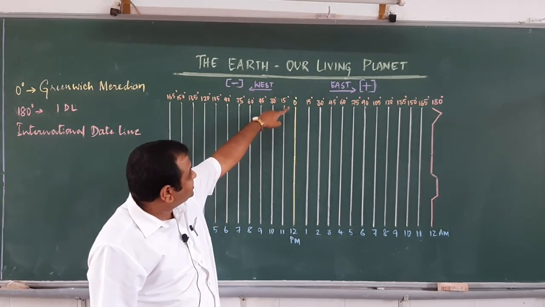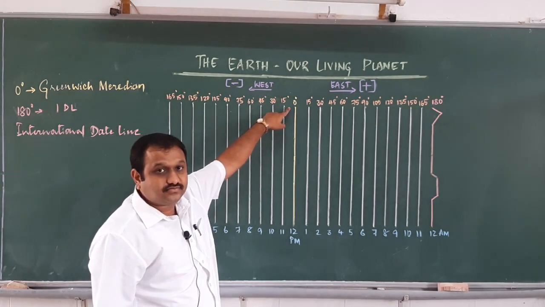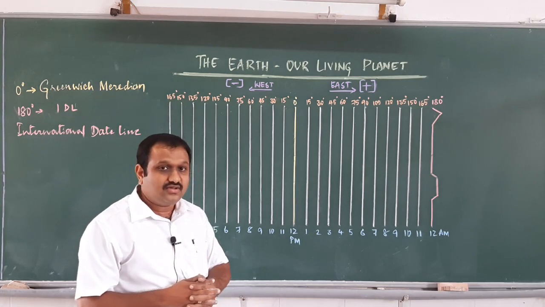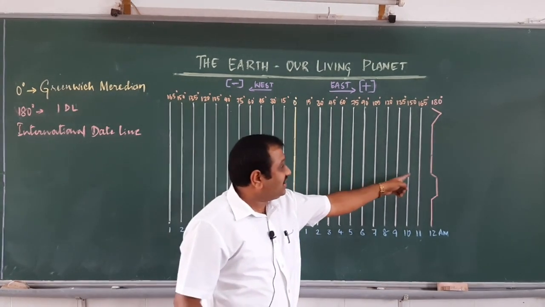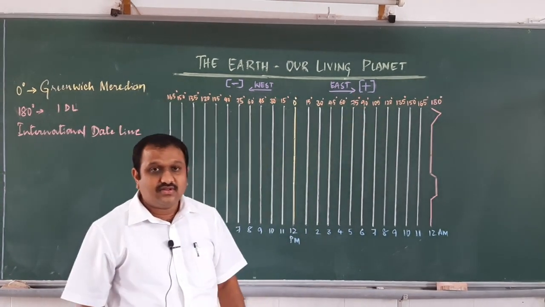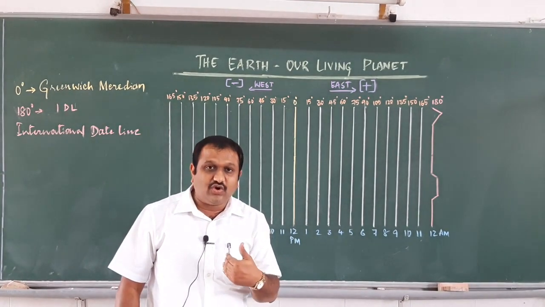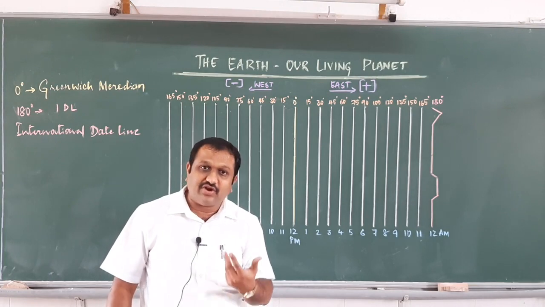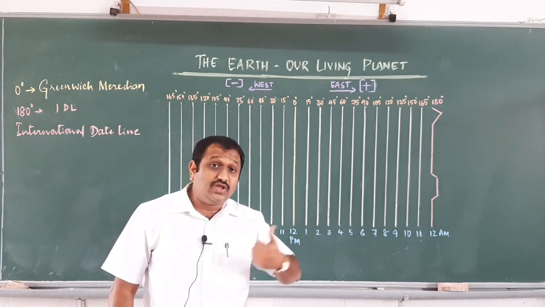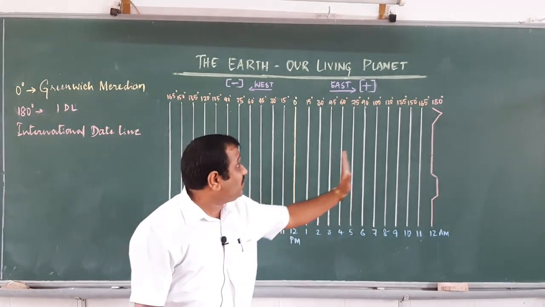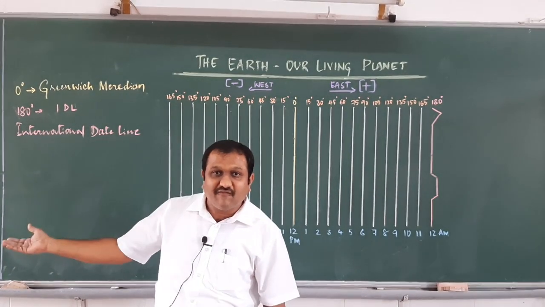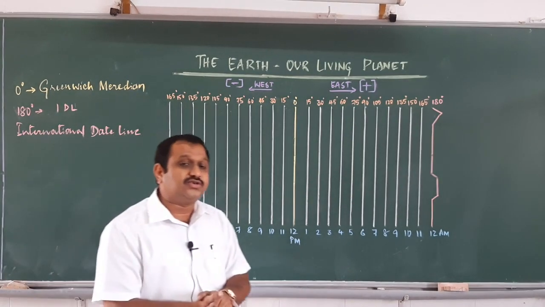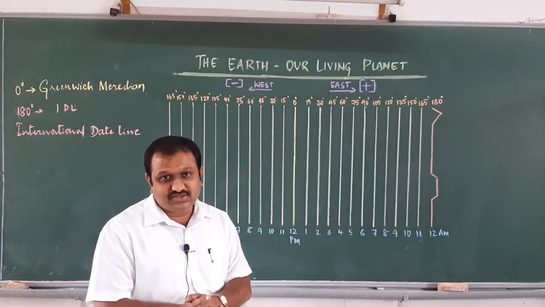This we call 0 degree, which passes through Greenwich city, London. Moving towards that side, it is east. From 0 degree, which we call the Greenwich meridian, or prime meridian, or central meridian, to the left of it we call it east, and to the right of it we call it west. Now, let us try to understand how this works.